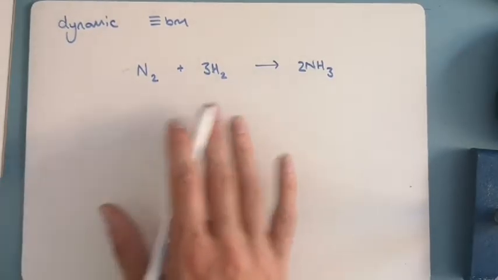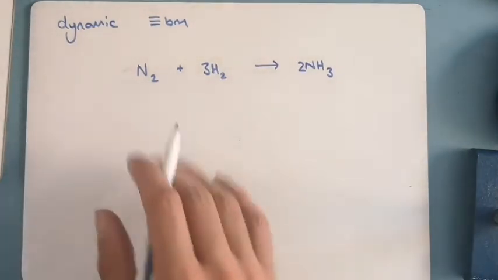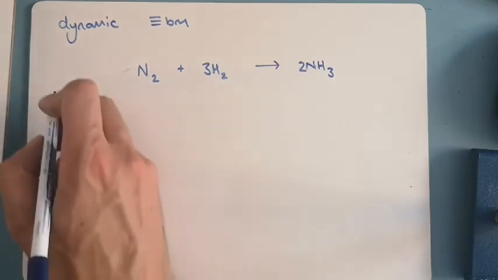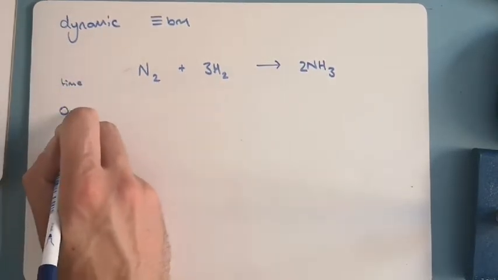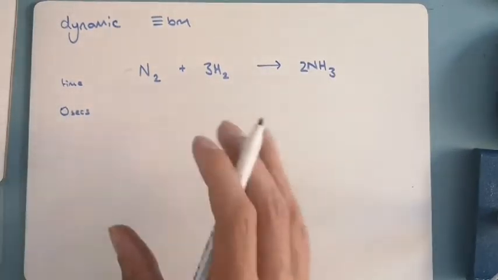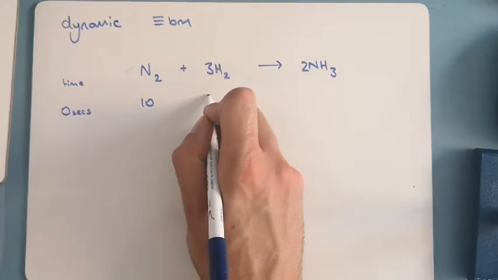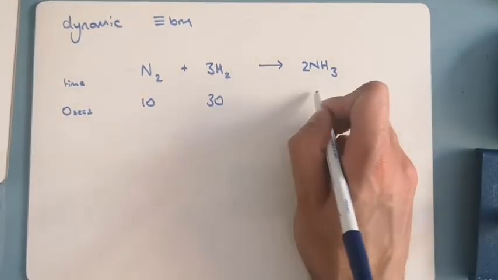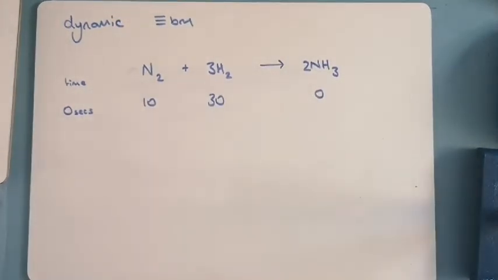our nitrogen and hydrogen react together to form ammonia, and ammonia can actually then go back and break down and form nitrogen and hydrogen. But at the beginning of this, I'm just going to create a little time column. So at 0 seconds, I'm going to mix together 10 moles of the nitrogen and 30 moles of the hydrogen. I'm going to have no ammonia at this stage. So this is why this arrow is like that, because this is not at equilibrium at this stage.